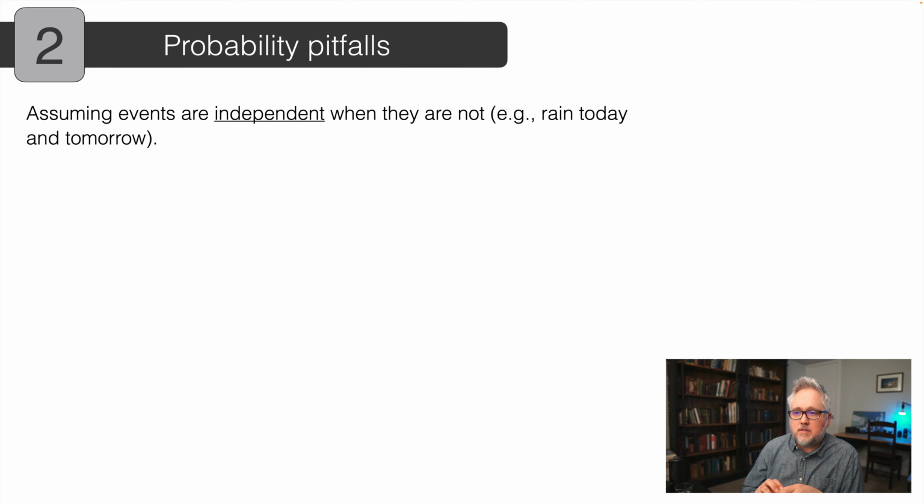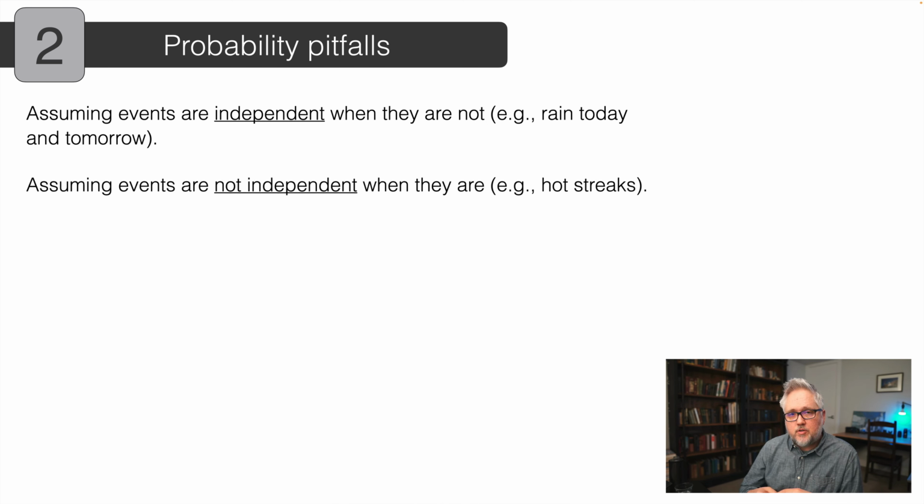Probability pitfalls. There are a crucial number of assumptions when using probability. It can be problematic if you assume the events are independent when they're not. For example, if you are trying to gauge the probability of rain today compared to the probability of rain tomorrow, you might assume these events are independent when there's actually an underlying connection, a larger weather system.